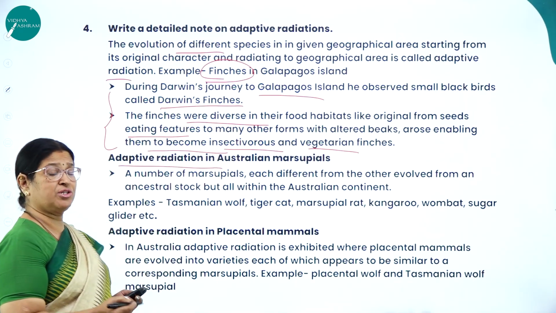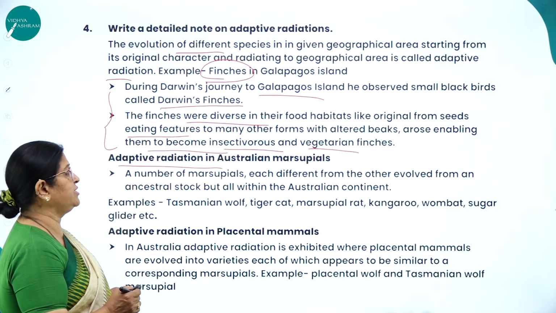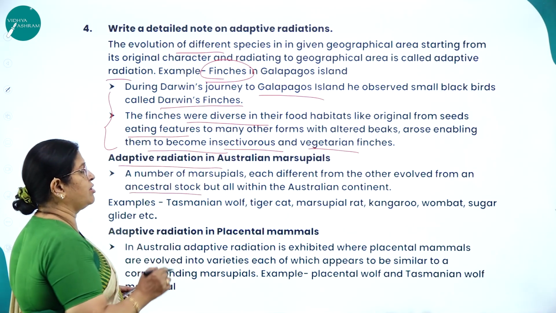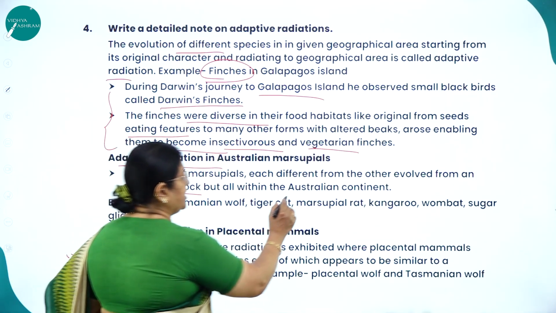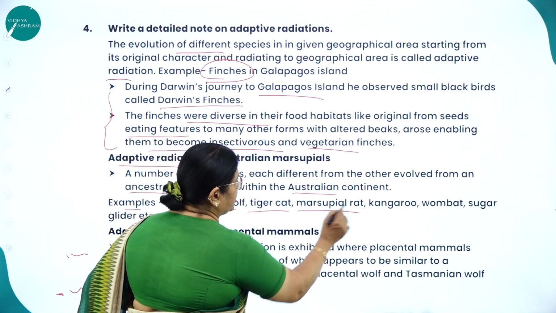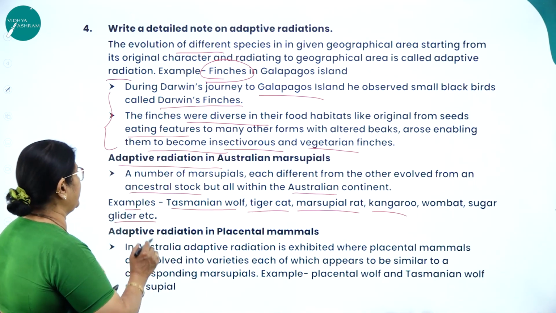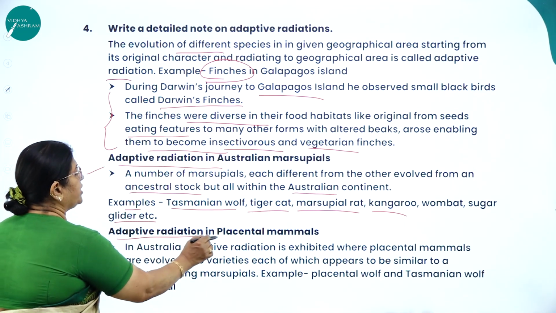Adaptive radiation in Australian marsupials. A number of marsupials, each different from the other, evolved from an ancestral stock but all within the Australian continent. Example: Tasmanian wolf, tiger cat, marsupial rat, kangaroo, wombat, then sugar glider, etc. What is the next example you are going to give?